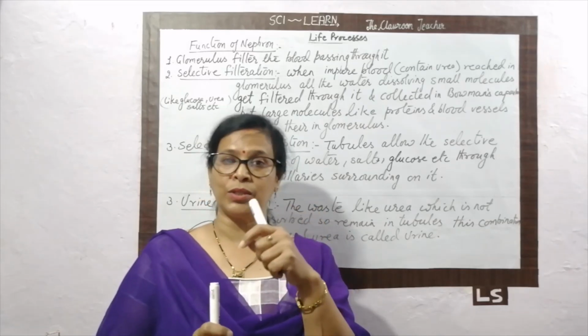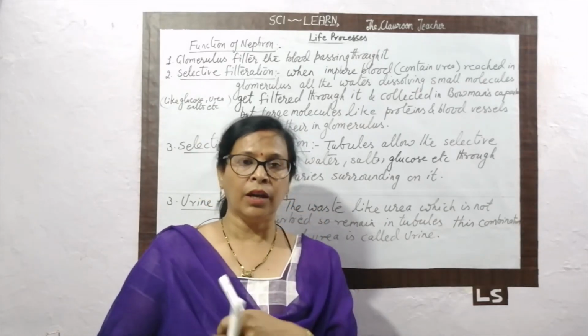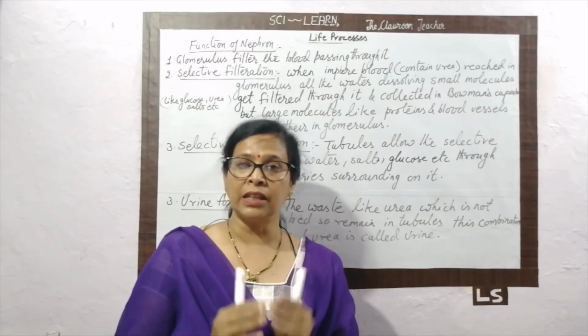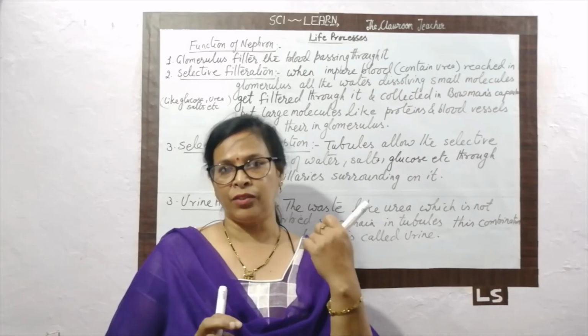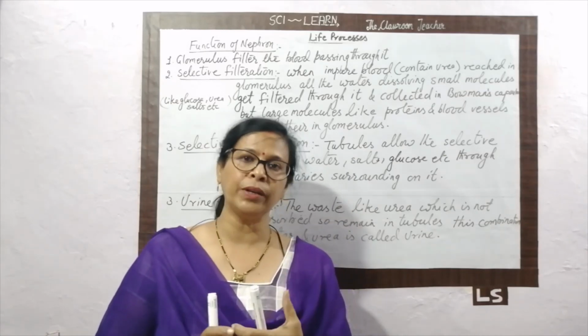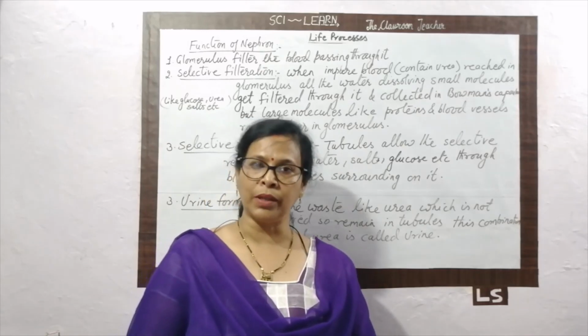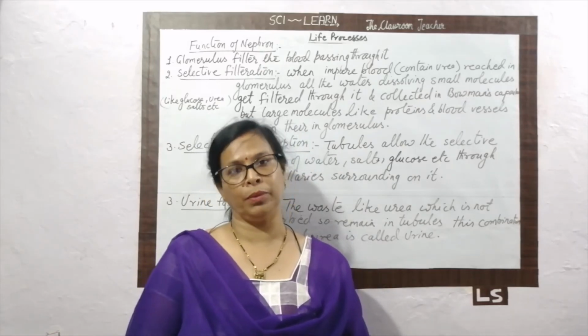This urine reaches the collecting tubules, and through collecting tubules it goes into the ureter. From the ureter it goes into the urinary bladder, and when the urinary bladder gets full, the volume increases, then pressure is generated, and with that pressure the urethra gets opened and the urine is passed out from the body. So this is all about the excretion in the human being.